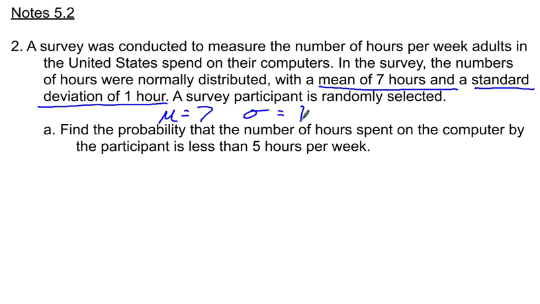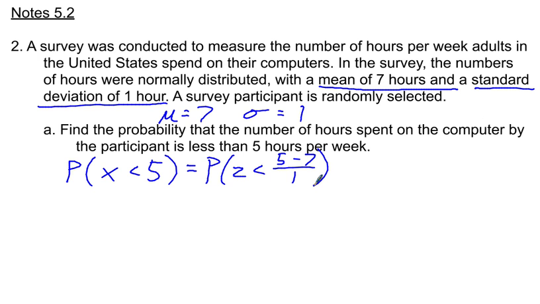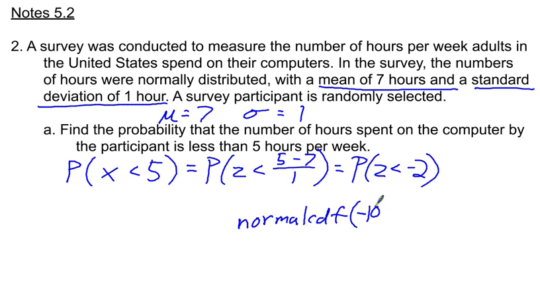In part A, the probability that the number of hours spent on the computer by the participant is less than 5 hours per week. So we want to find the probability that X is less than 5. We standardize that value: 5 minus 7, all divided by 1. That's just the probability that Z is less than negative 2. We have less than, so we enter in the calculator normalcdf(-10000, -2), and we find that this comes out to 0.0228.